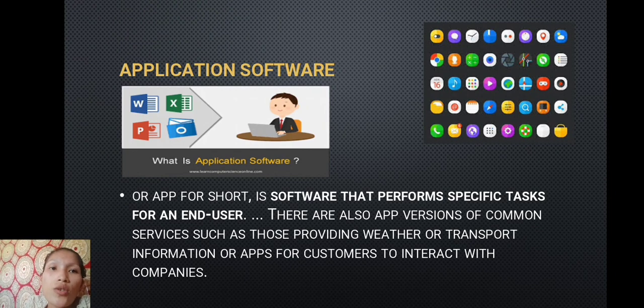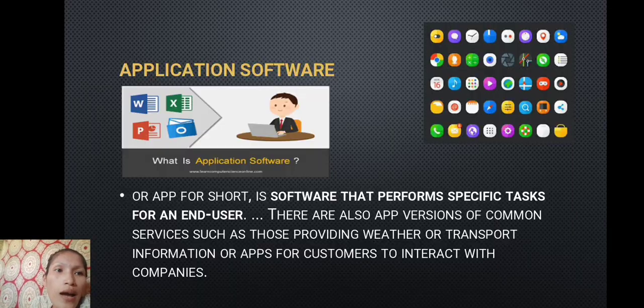So, application software. What is the difference from system software? Application software is also called software that performs specific tasks for an end user. These are also app versions of common services such as those providing weather or transport information or apps for customers to interact with companies. So these are apps. The term app is a short term for application software, like the icons that you see on the side.